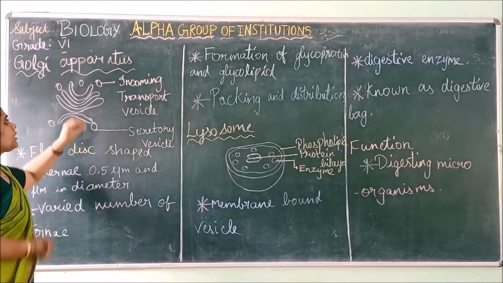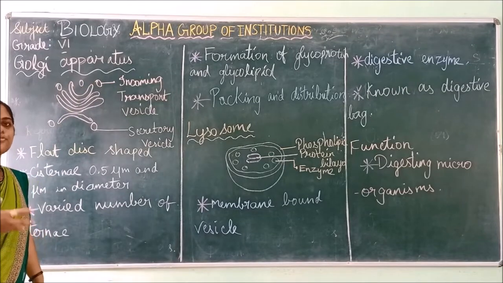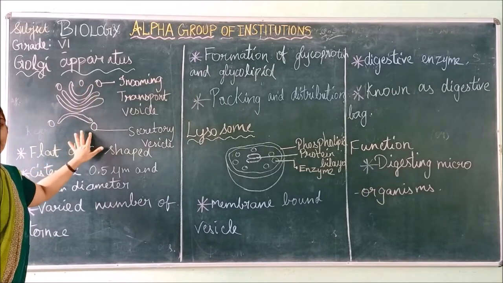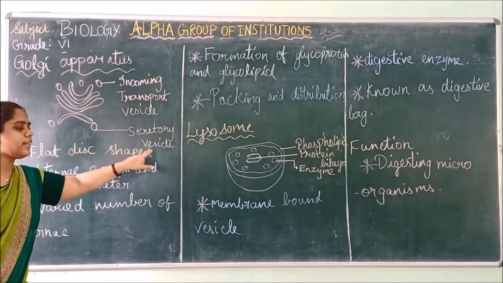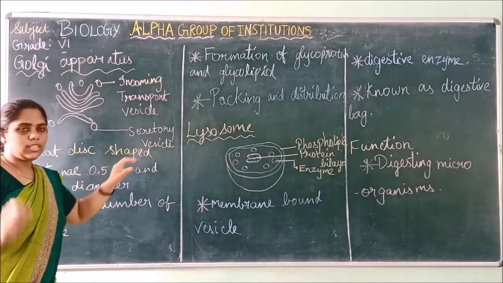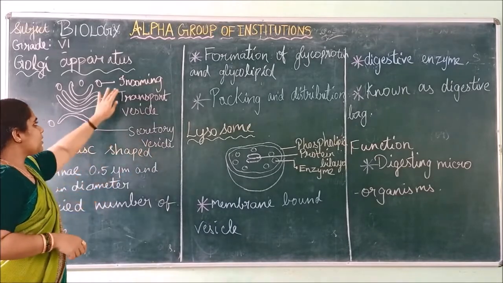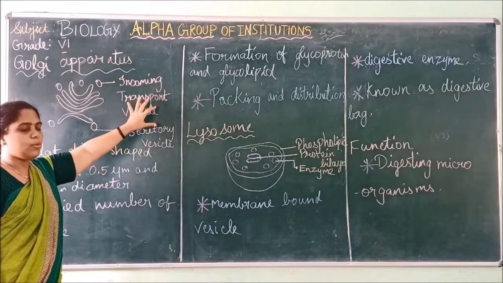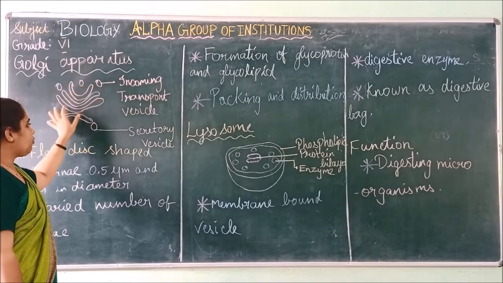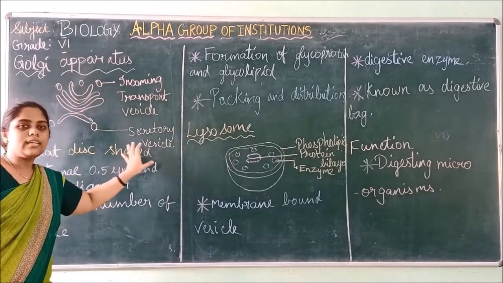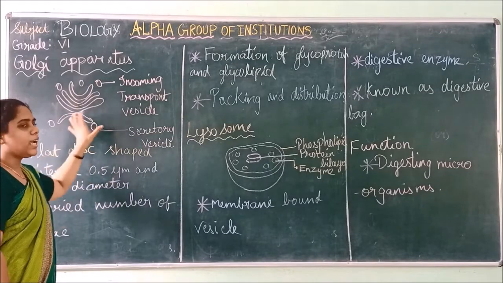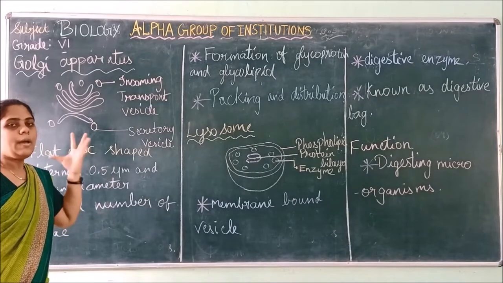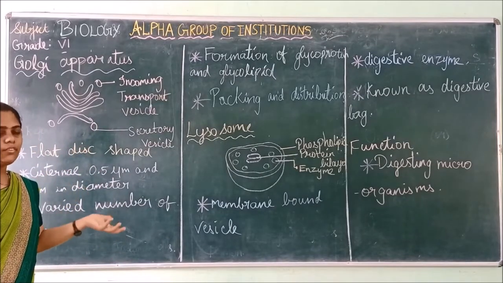Various elements from the cell will be sent here, and through this they will be transported as secretory vesicles. Secretory vesicle means round. This is the incoming transport vesicle. The element that has to be transported will come here, and after that it will be transported as a secretory vesicle. So this is the main idea of the Golgi apparatus: to pack the materials and transport them.